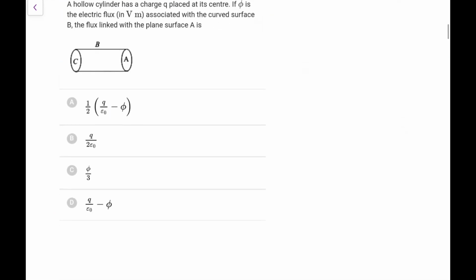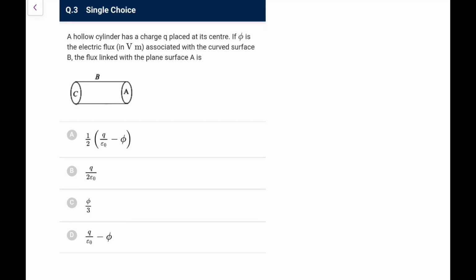Next one, a hollow cylinder has a charge q placed at its center. If phi is the flux associated with the curved surface, find the flux linked with the plane surfaces. Because it is at the center, we know from symmetry the lines going from A and C will be the same, that you can say flux due to A and C is same, both are outwards, and phi A plus phi C plus phi B is the flux through the closed surface, which is q by epsilon naught. And the flux through the curved surface B is given as phi.